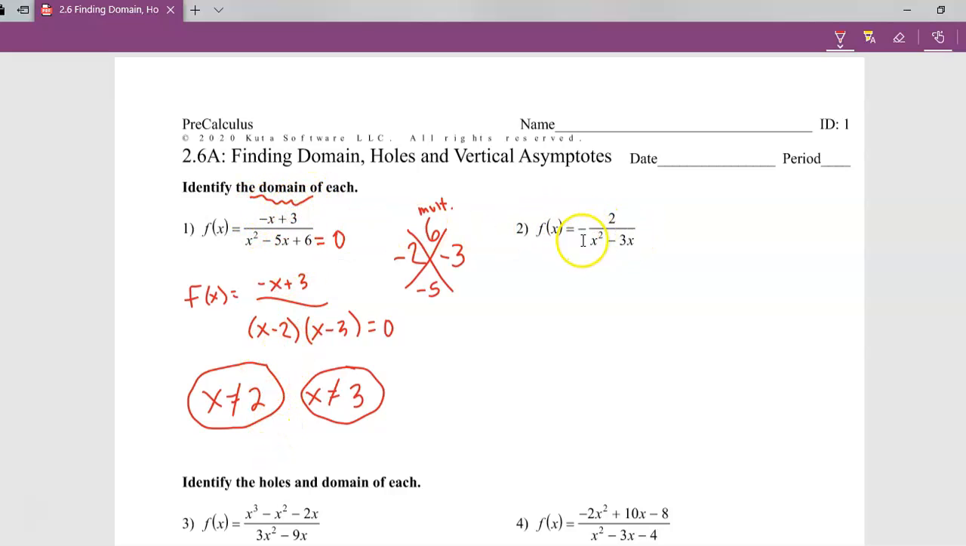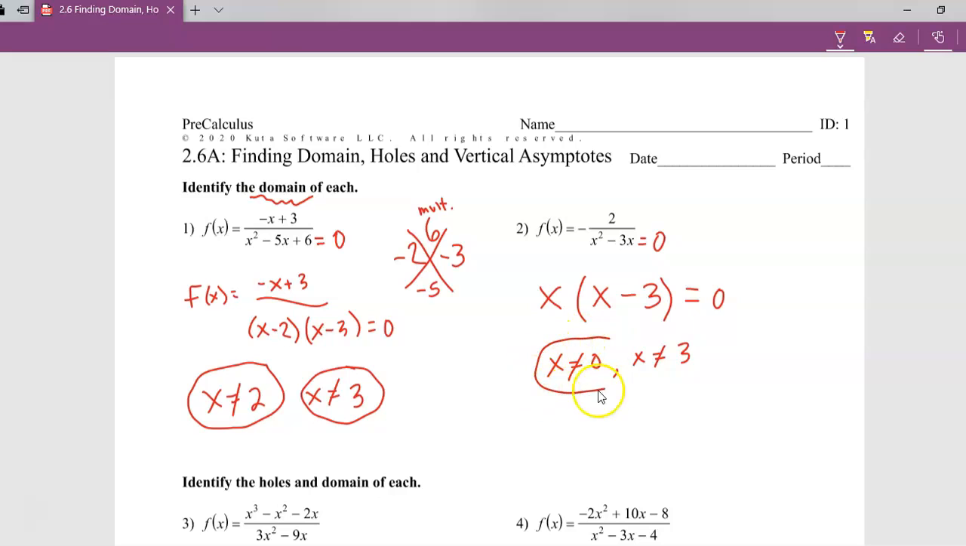So same thing on the second one. I'm just going to take the denominator only. I'm going to set it equal to 0, and then I'm going to factor it. Notice here that these two terms have a common factor of x, so I can just pull an x out. So this one is just x times x minus 3 equals 0. So if x equals 0, or if x equals 3, those are going to make my denominator become 0. So I would have to exclude these from the domain. So the domain would be any real number except for 0 or 3.